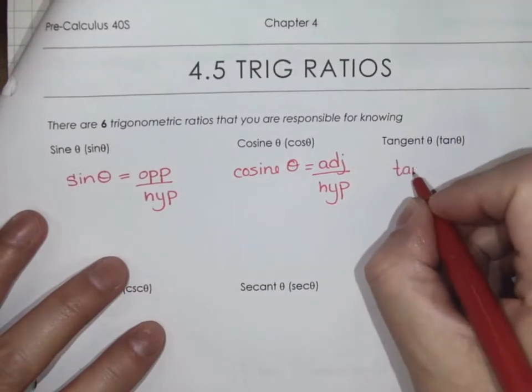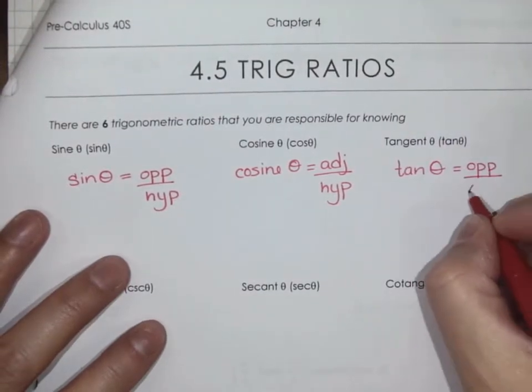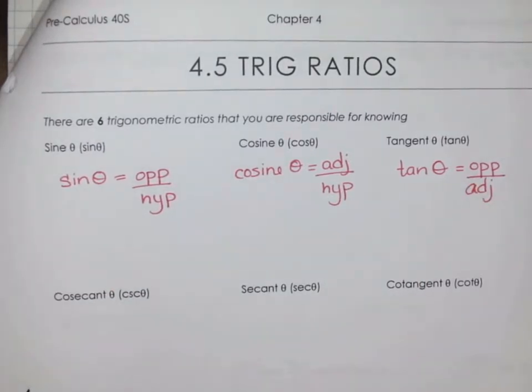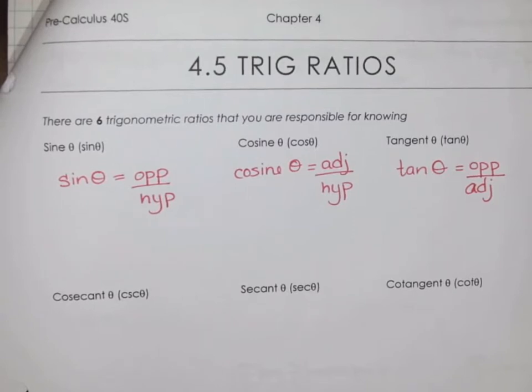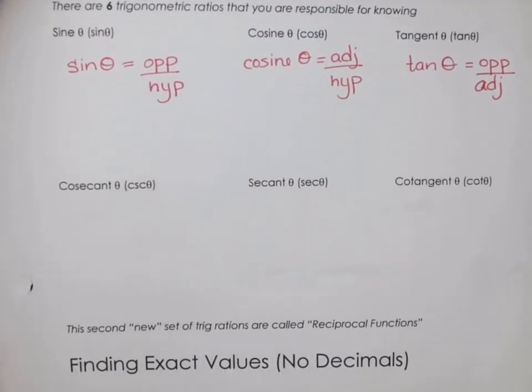And tangent, opposite over adjacent. Okay, you guys are now going to learn the reciprocal functions. So those ones we know like the back of our hands. Trig, super easy. Now we're going to do the reciprocal functions of them. So cosecant is the reciprocal function of sine.